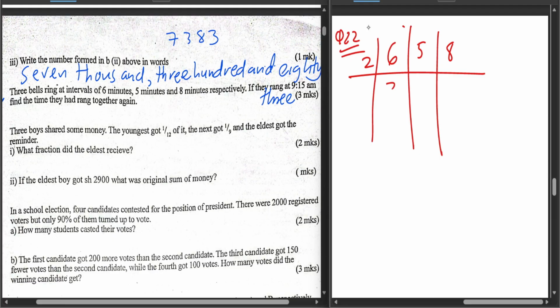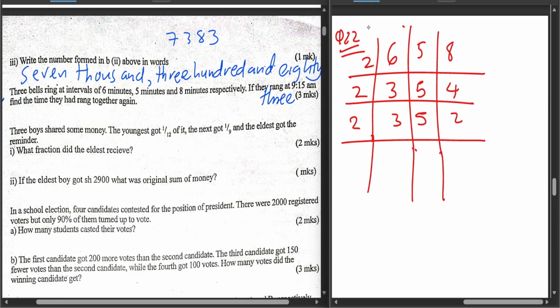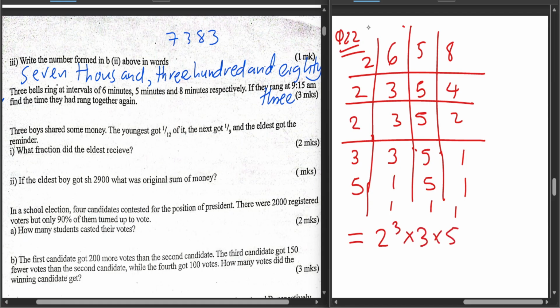So we divide by 2 first to give you 3, 5, and 4. Then divide by 2 to give you 2, 5, and 3. Then divide by 2 once more to give you 1, 5, and 3. Then divide by 3 to give you 1, 5, and 1. Then divide by 5 to give you 1, 1, 1. So you get 2 cubed times 3 times 5. 2 cubed means 2 times 2 times 2, which is 8, times 3 times 5, which will give you 120 minutes.